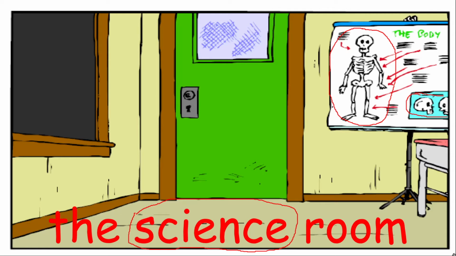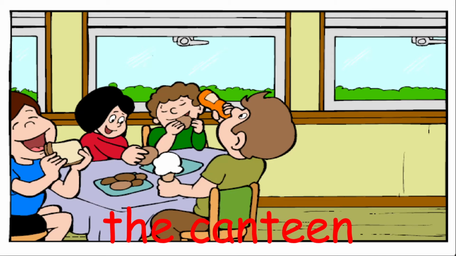So yes, this is the science room, which has all the science equipment that you need to do and learn science. Okay. Then we have the canteen. As you can see, the canteen is a place where you eat food, have a little break with your friends, and talk about your day and what you did in certain rooms.